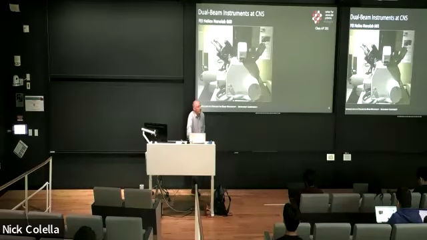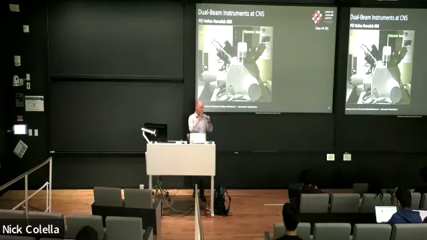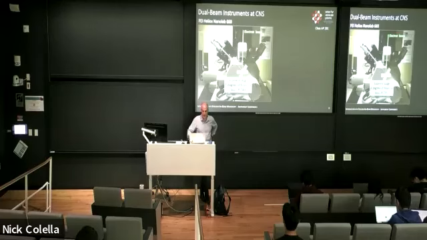So we do have two instruments at CNS. The workhorse is the Helios NanoLab 660 from FEI or Thermo. So here you see it's based on an SEM. So the electron column is the major part of the instrument. And then on the left side, you see the ion column stick in. These two beams cross over at one particular point, the crossover point. And we do have a stage that allows us to place the sample very precisely at that crossover point.